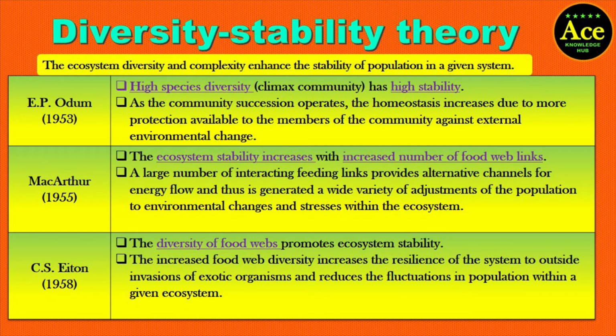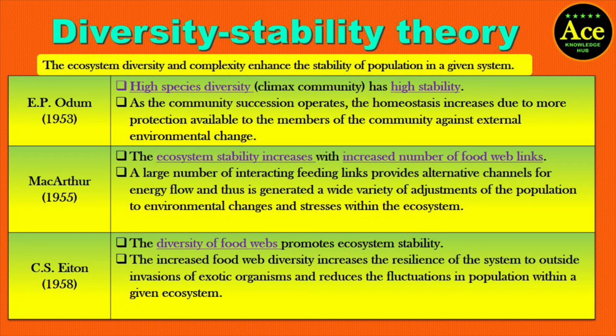The diversity stability theory. The theory states that the ecosystem diversity and complexity enhance the stability of population in a given system. E.P. Odum in 1953 has related high species diversity of a mature ecosystem representing a climax community to more stability of natural ecosystem, because as the community succession operates, the homeostasis increases due to more protection available to the members of the community against external environmental change.